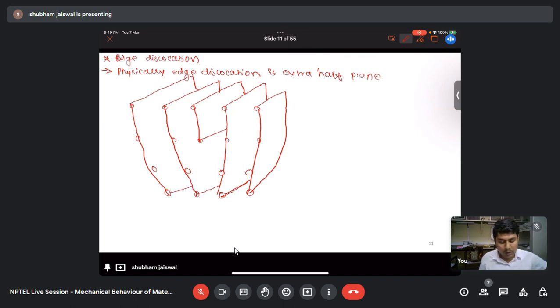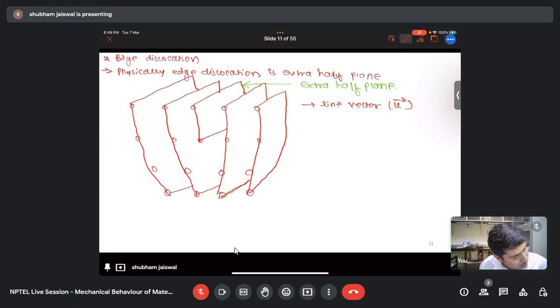So here you can see that this is the extra half plane that is being added. Okay, so every dislocation has one line vector and one slip vector, that is B1. And what is this slip vector? It is the shortest lattice translation vector.